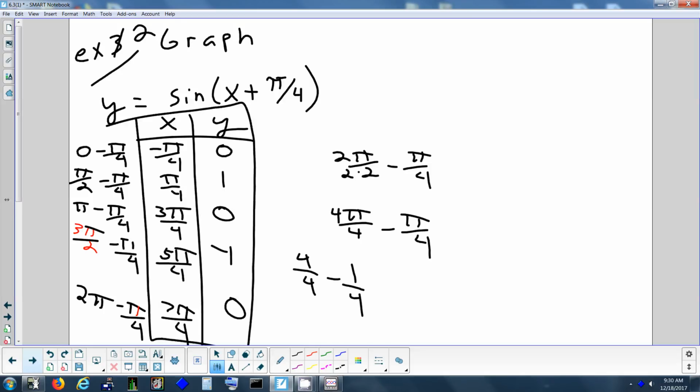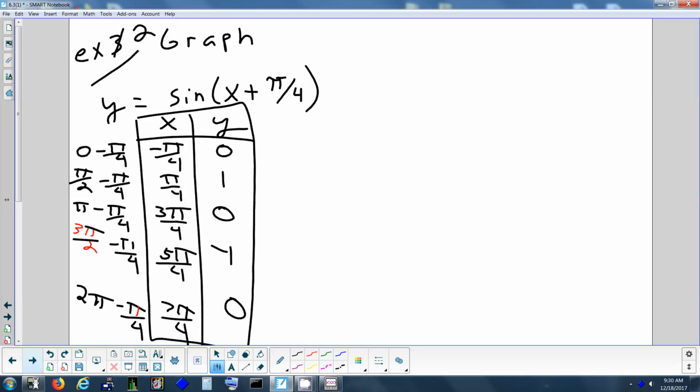Okay, I think the shifts with pi over 4 give you kind of the weirdest or strangest numbers to work with. And we also have to be careful setting up our graph. All right, but there's your table. Any questions on that?